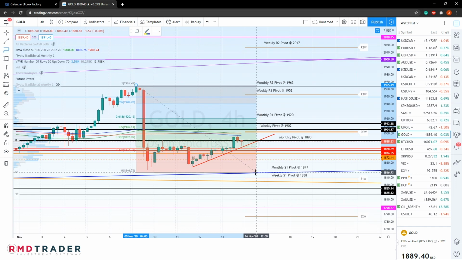So just drawing the Fibonacci levels from the high to the low of that sell-off, we can see that gold has seen a slight recovery towards this 38.2 Fibonacci level, and that is also where it's finding some resistance now from the 4-hour 100 and 200 SMAs. This is also the area where we have our new weekly pivot at 1,902.